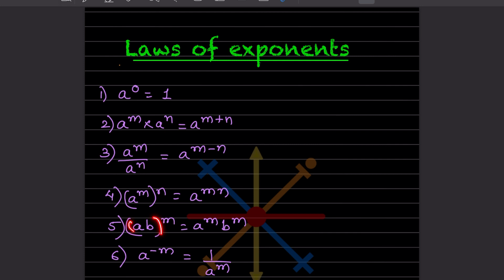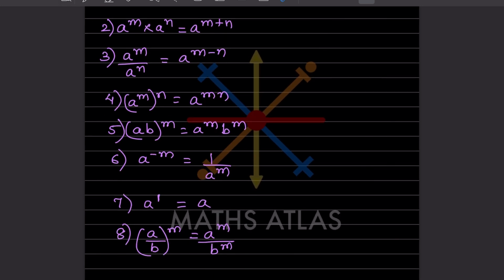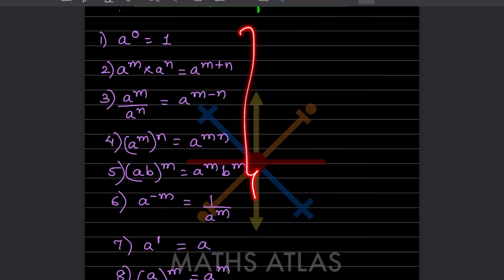AB raised to m, you have to multiply this into this into this, that will be a^m into b^m. And whenever there is a negative exponent, you have to take the reciprocal to make it positive. And one more thing here, this is very important: if I take here 3 raised to 1, that is going to be 3. So the base a raised to 1 is going to be a. And here you are going to multiply this into this and this into this. That will be a raised to m divided by b raised to m. So these laws, you have to write in your notes.